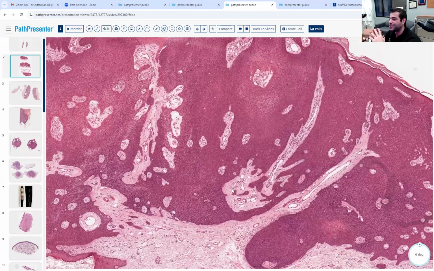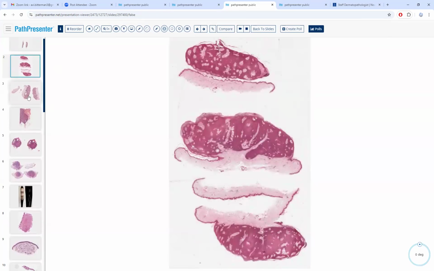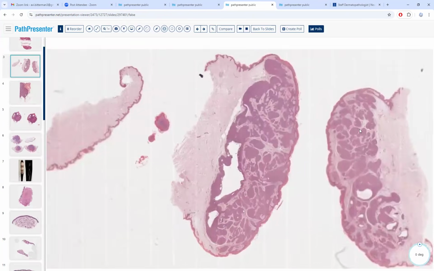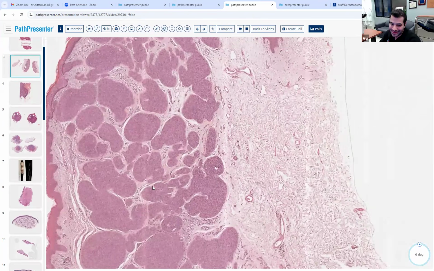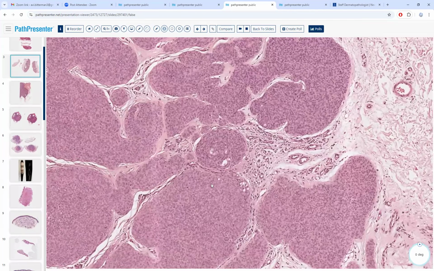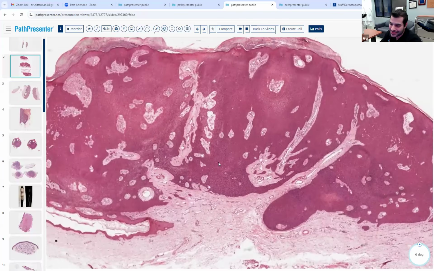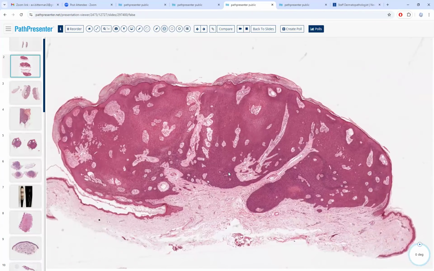Remember, hydroacanthoma simplex is just in the epidermis. So dermal duct tumor is just in the dermis? Yeah, so if you just saw this in the dermis, this would be dermal duct tumor, right? But what about this, which is epidermal and dermal? So that would be a poroma.